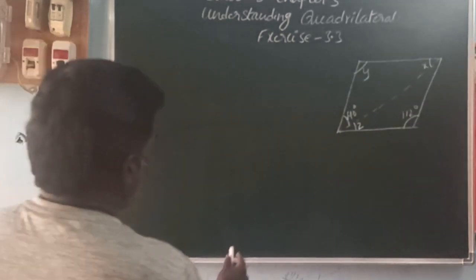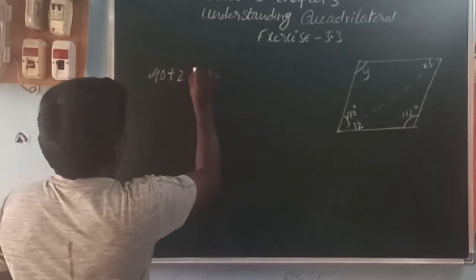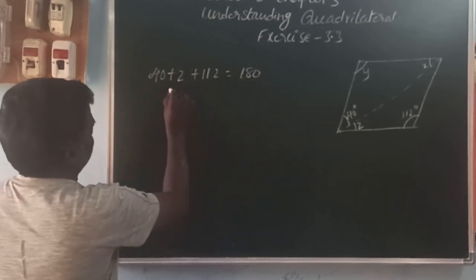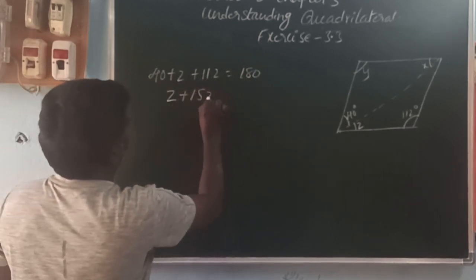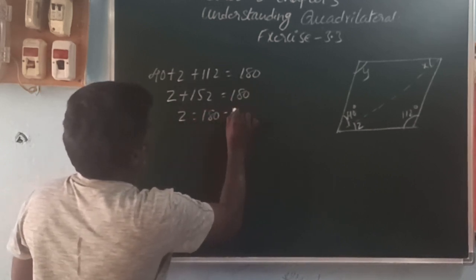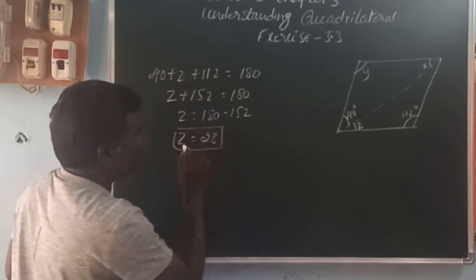Next, adjacent angles sum to how much? 180. 40 plus z plus 112 is equal to 180. So 40 plus 112, that is equal to how much? 152. So 152 plus z is equal to 180. z is equal to 180 minus 152. So z is equal to how much? 28.